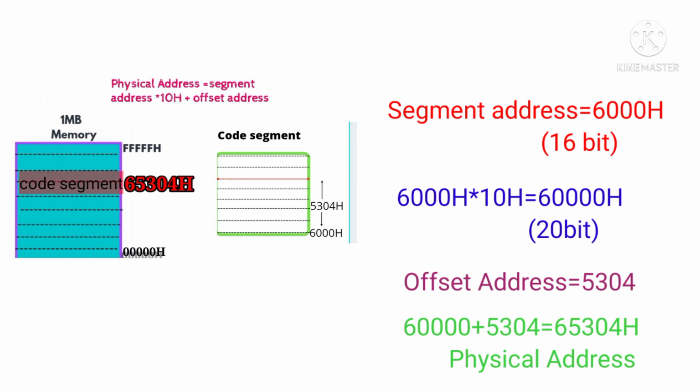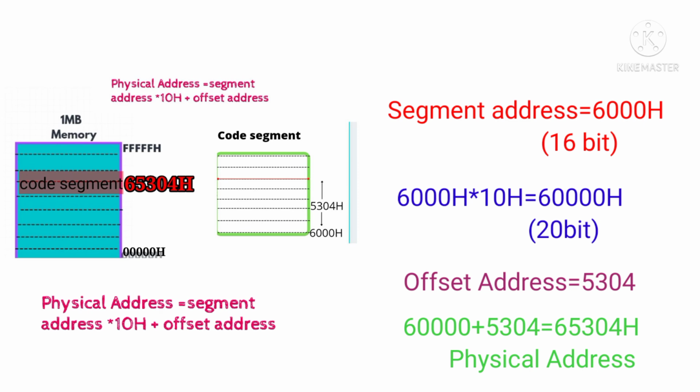So we can say physical address equal to segment address into 10H plus offset address. Hope it's clear for you.